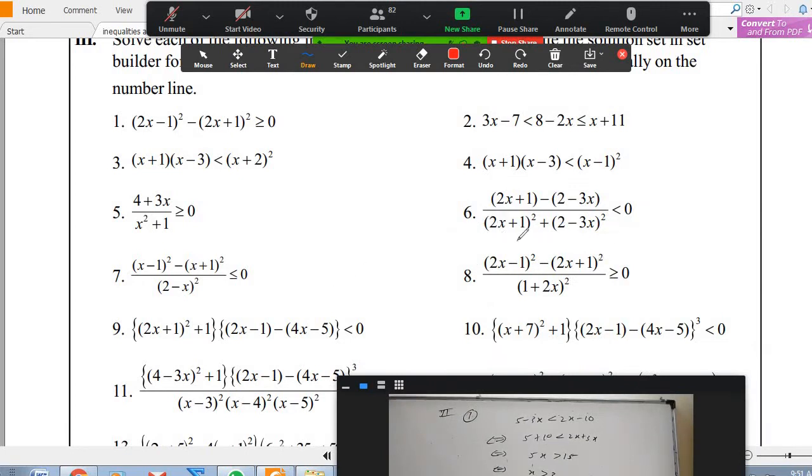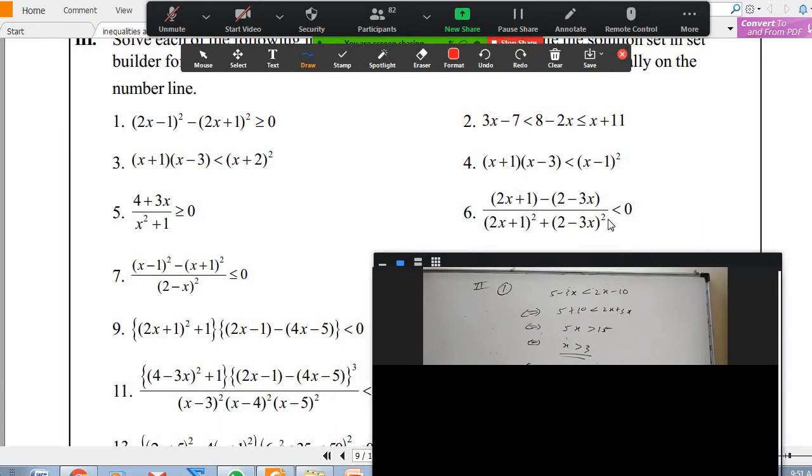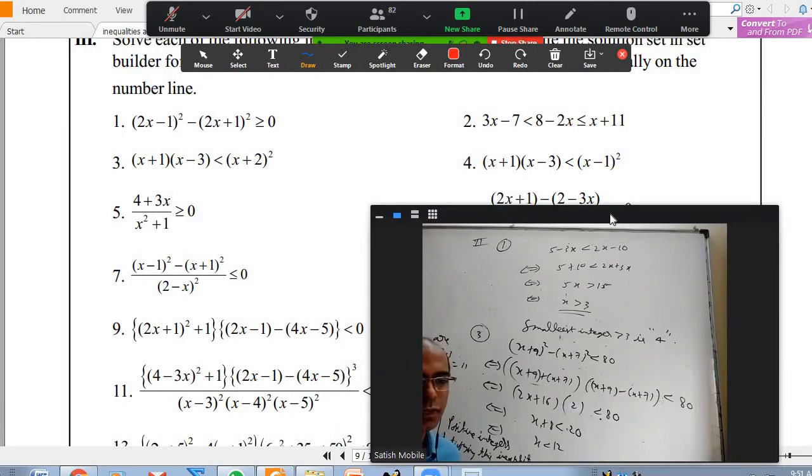Same for the sixth question, the denominator is also something square plus something square. That is always positive. You can multiply with that on both sides. Seventh question, 2 minus x whole square. Is it always positive? Yes, but at x equal to 2, it is not defined. One number you have to be careful about.